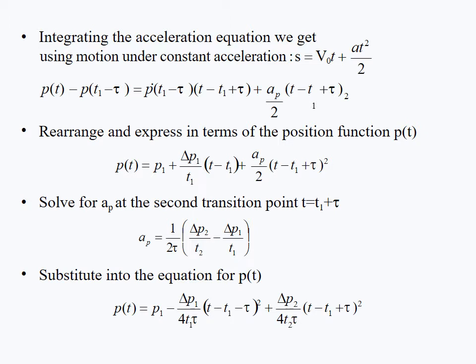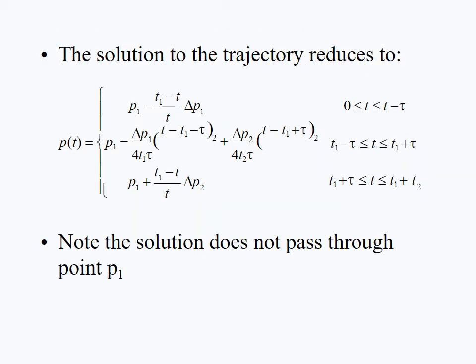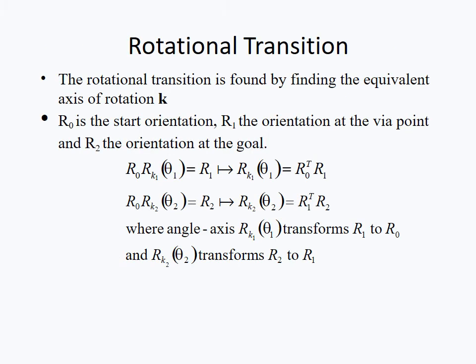These are the integration of acceleration, because if you integrate acceleration, that means velocity. If you integrate this, it is the solution for trajectory position P of t. This is for the rotational translation value. The rotational translation is found by finding the equivalent axis of rotation k.